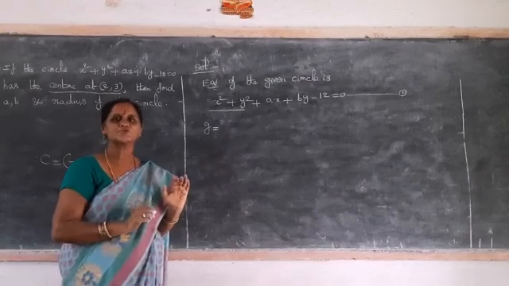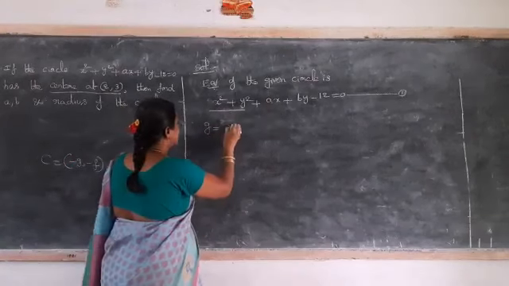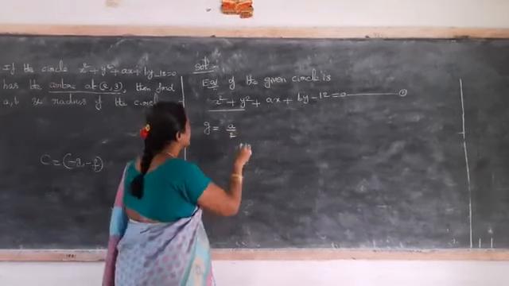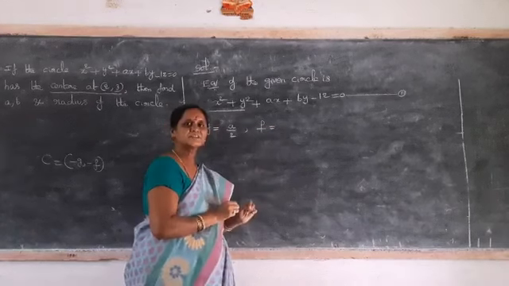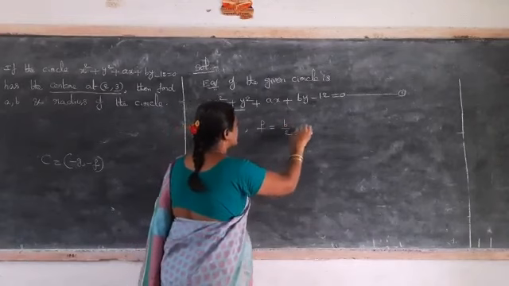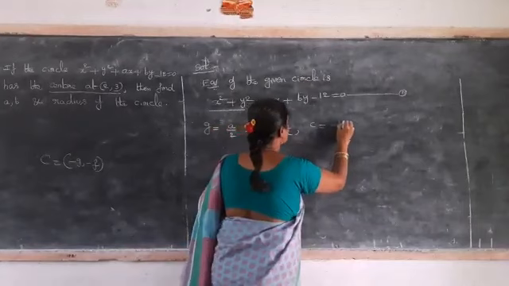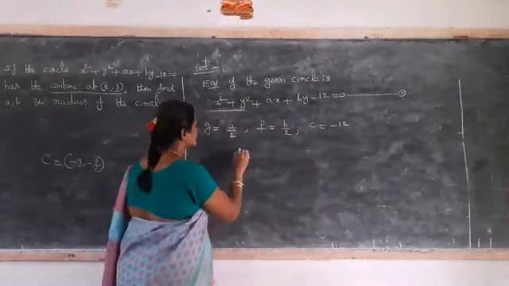g is equal to formula, coefficient of x by 2, that is a by 2. Here there is no simplification. Okay, f is equal to formula, coefficient of y by 2, that is b by 2, c is equal to minus 12.